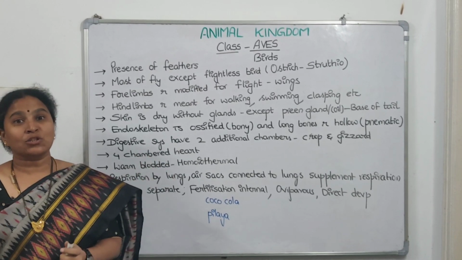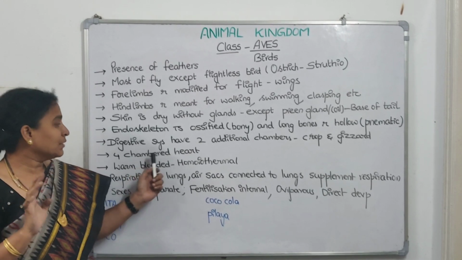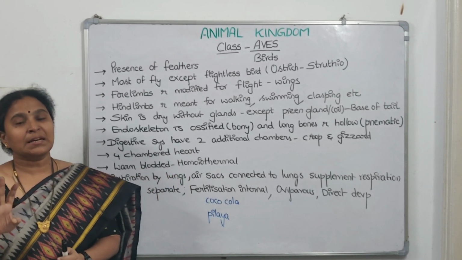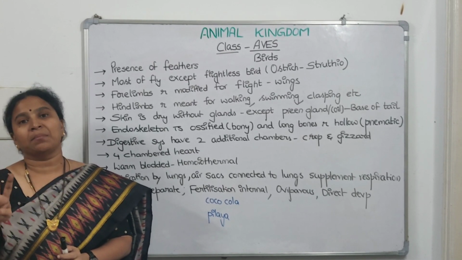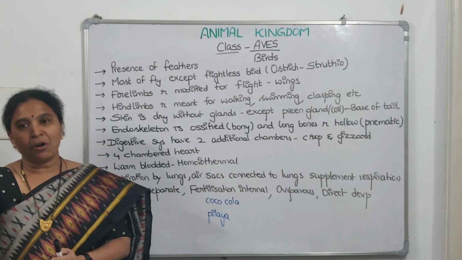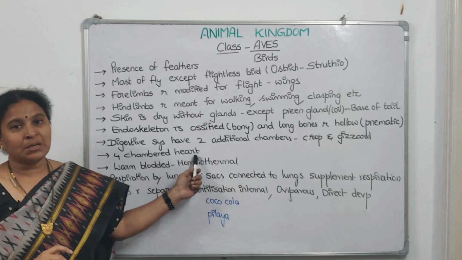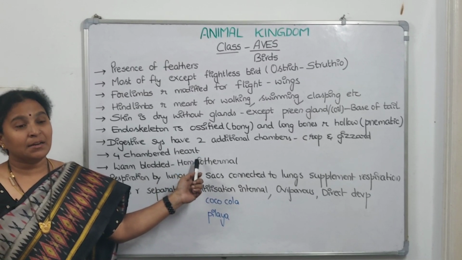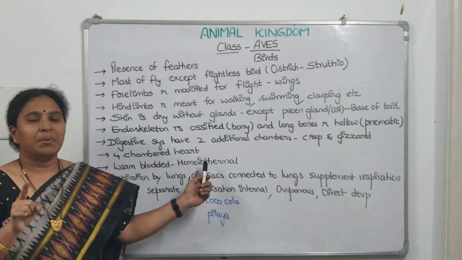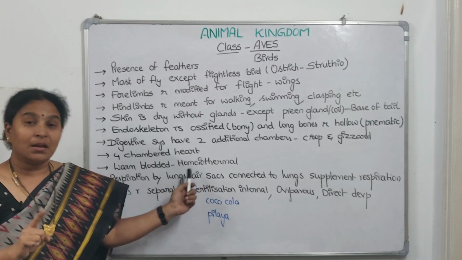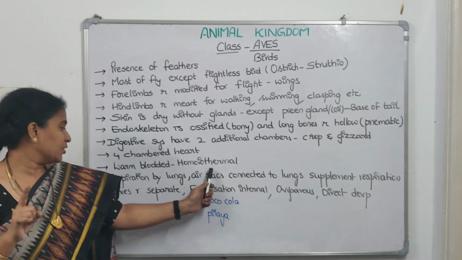Digestive system, it has 2 additional chambers, that is crop and gizzard. Now the heart is 4-chambered. For reptiles and amphibians, we said 3-chambered. Here it is 4-chambered, meaning there is no mixing of the blood. Complete impure blood on one side and pure blood on the other side. And for amphibians, reptiles and fishes we said they are poikilothermic. They cannot regulate their body temperature, they are cold-blooded. But here we are saying they are warm-blooded, they are homeothermal, so they can regulate their body temperature.